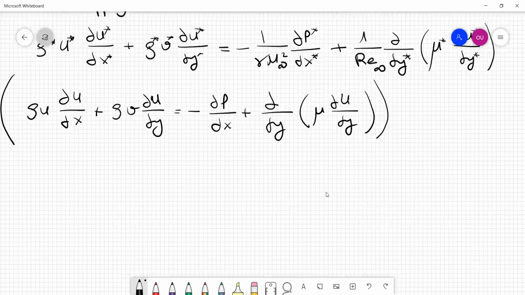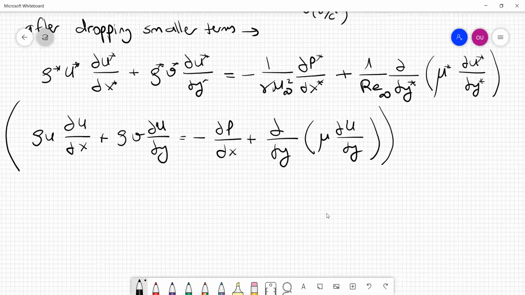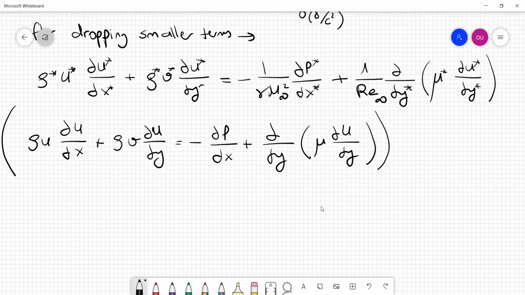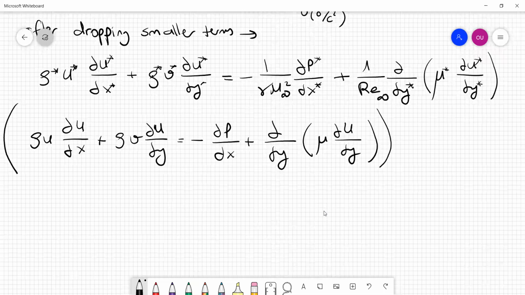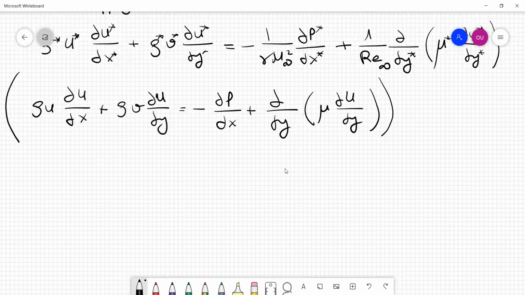Okay, sir. So that was the X momentum, but we indeed have the Y momentum equation. When we do an order of magnitude analysis for the Y momentum equation, for example, let's take a look at one of the terms. I will not repeat everything for the Y momentum equation, but for example, the first term will be rho star U star dV star over dX star.